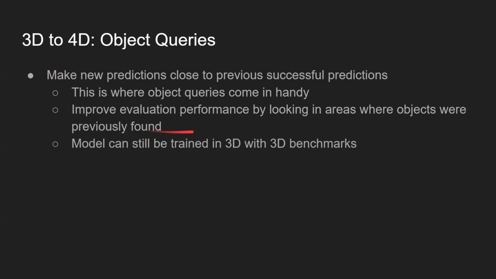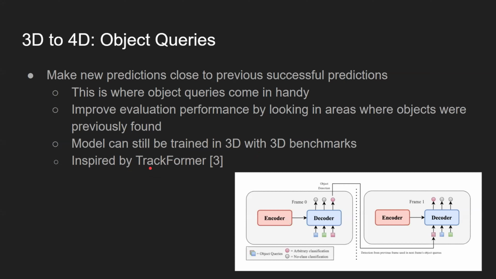The interesting thing here is that the model can still be trained in 3D and evaluated on 3D benchmarks. That way, any changes we make to improve, for instance, speed, we can make sure they're not hurting the model on any of the original things it was tested on. Then we can move to a more difficult benchmark and still be able to evaluate the changes we're making. This was inspired by TrackFormer, which does a very similar thing to DETR but on a 2D frame. This is 3DETR; TrackFormer is from 2DETR.